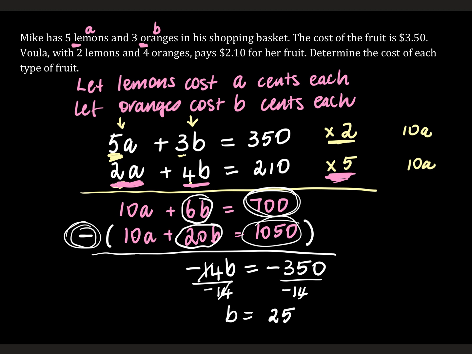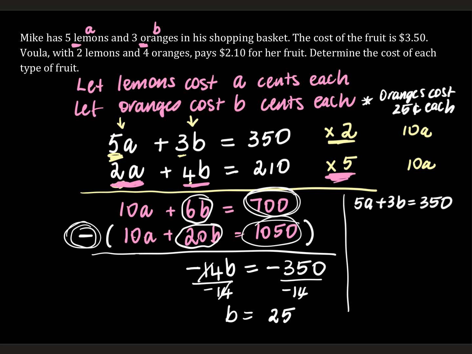So what was B again? B was what oranges cost. Oranges, I can see now, cost 25 cents each. Now, how much do lemons cost? Well, just find one of my original equations. 5A plus 3B equals 350. 5A plus 3 times 25 equals 350. What is 3 times 25? It's 75.